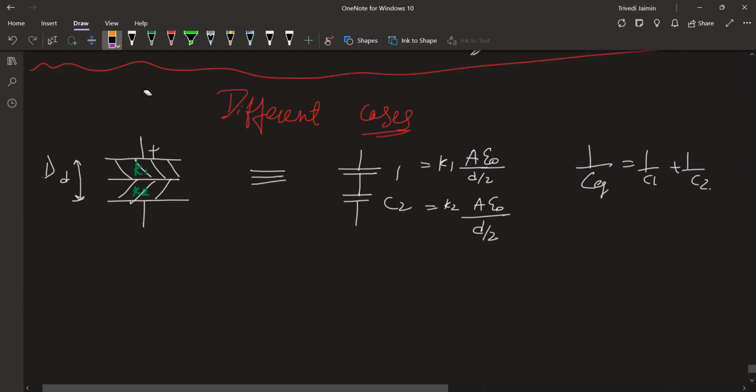I'm not deriving here, I'm just directly writing. In the exam, you can directly use this formula if there is a dielectric like this and they ask for the equivalent capacitance. Directly solve this way. Find out C1, C2.